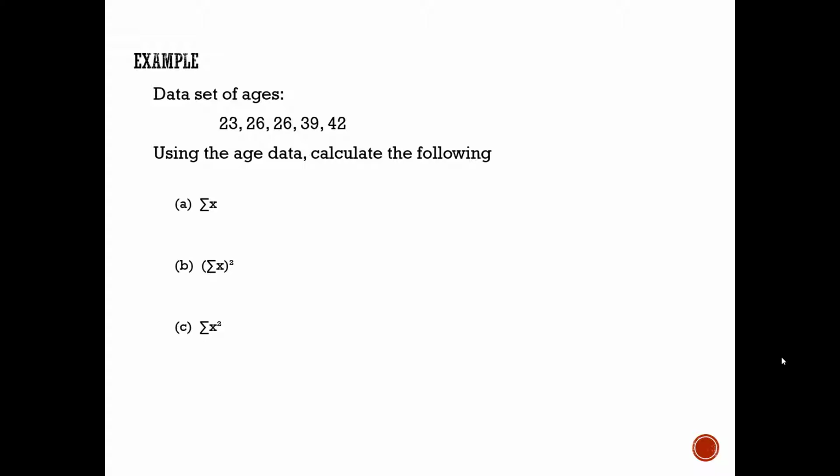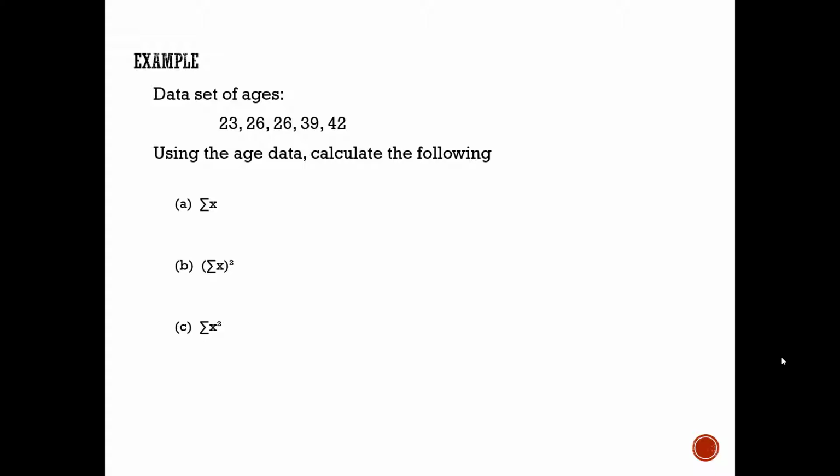But what if I say the sum of x in parentheses, and then I say squared? In other words, the exponent is outside of the parentheses. What is it telling me to do? Well, it's telling me to first sum all of the values for x, add them together first, and then square that number. This is quite different from part C.